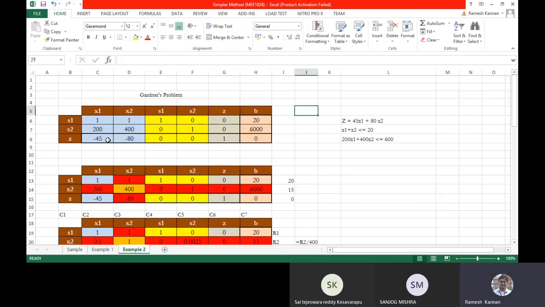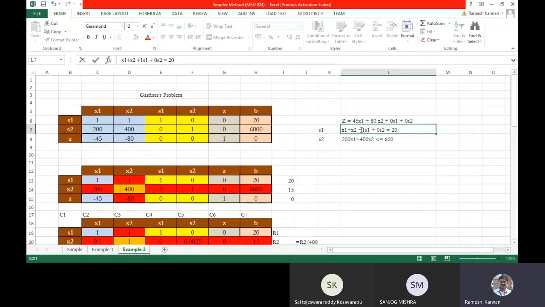So 45 will become minus 45 here, and 80 will become minus 80. Since we have got two equations, we have to add the slack variables S1 and S2. So in the objective function, it will become 0 S1 plus 0 S2. For the first constraint, it will be 1 x1 plus 0 s2 equals 20. For the second one, this will become 0 s1 plus 1 x2 equals 6000. No, it's not 600, it's 6000.